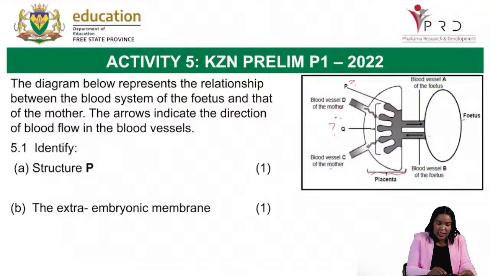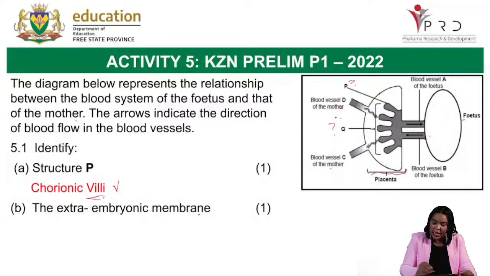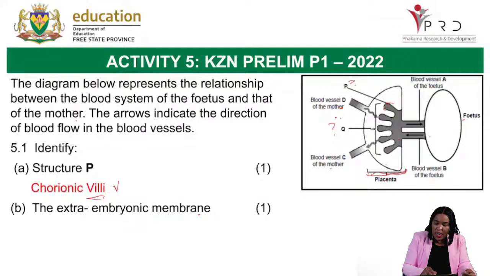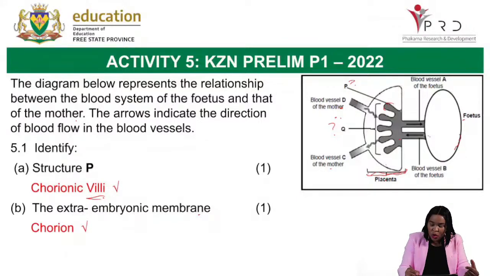The diagram below represents the relationship between the blood systems of the fetus and that of the mother. The arrows indicate the direction of blood flow in the blood vessels. Now, identify structure P and the extra embryonic membrane. What is the extra embryonic membrane? We spoke about a membrane just shortly. So your structure P will be chorionic villi. Why? Remember, finger-like projections, and they are projecting into the endometrium of the mother. So they form part of the placenta also. Then the extra embryonic membrane that will be covering the fetus is called what? The chorion. Remember the chorion that is giving us the chorionic villi there.